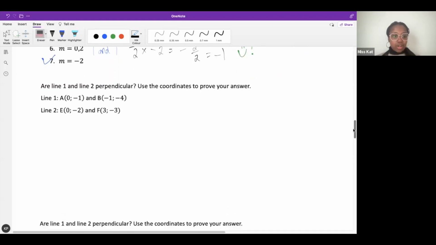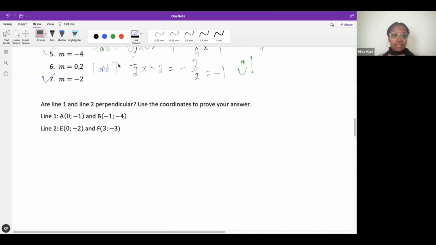Okay, now they're going to ask you, are these two lines perpendicular? Use the coordinates to prove your answer. Who has an idea? Exactly 90 degrees, okay? If it's 95 degrees, not perpendicular. They're already off, okay? The gradients will be off and the lines will not be perpendicular.